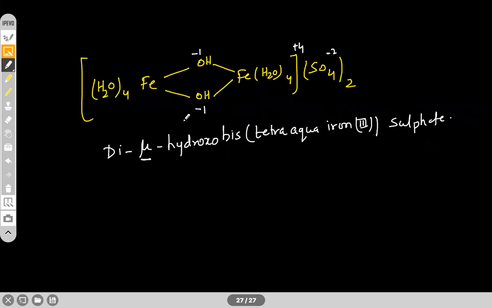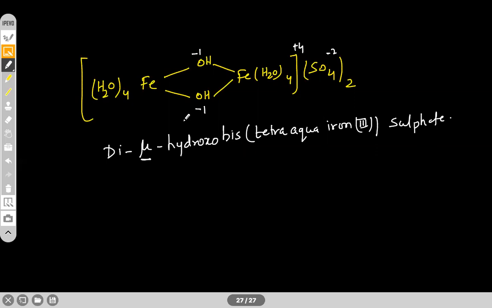I'm repeating myself. A bridging ligand is expressed by the Greek letter mu, which is added immediately before the name of the ligand and separated by a hyphen. Okay.